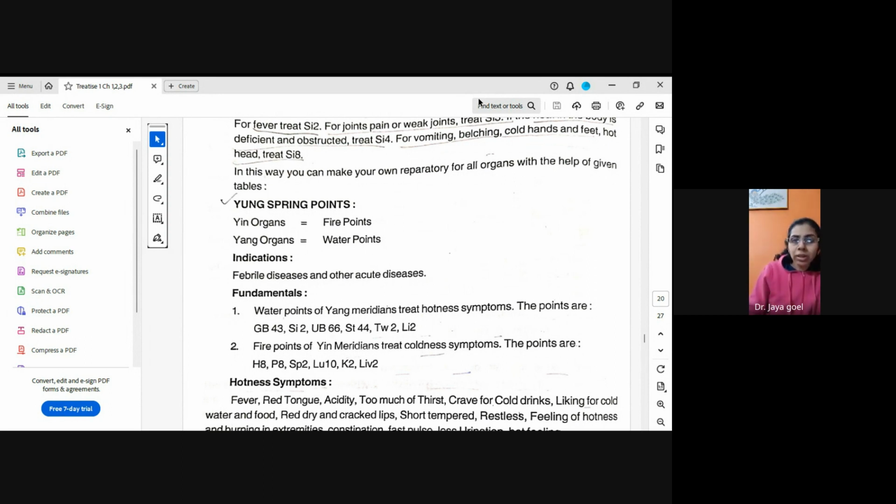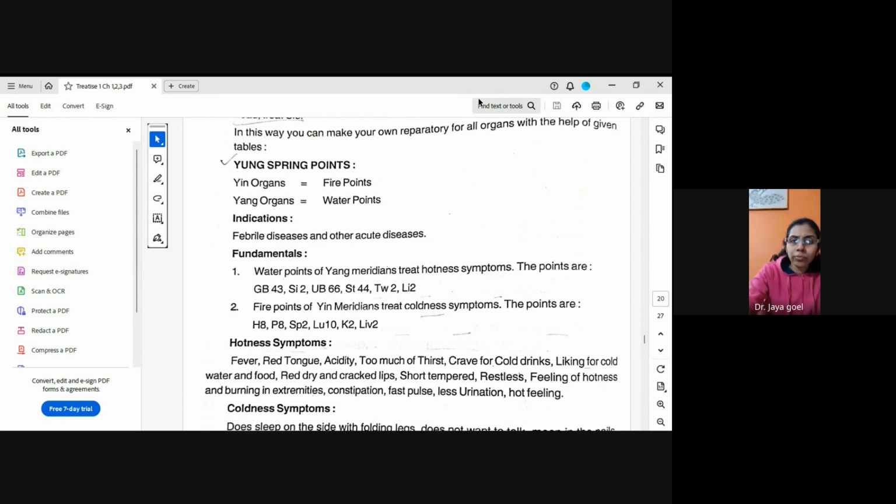Now the indications, when we can give these points. Febrile disease means disease with fever, when body temperature is elevated over 99.5 Fahrenheit, then it is called febrile disease, and other acute diseases. We use these points.